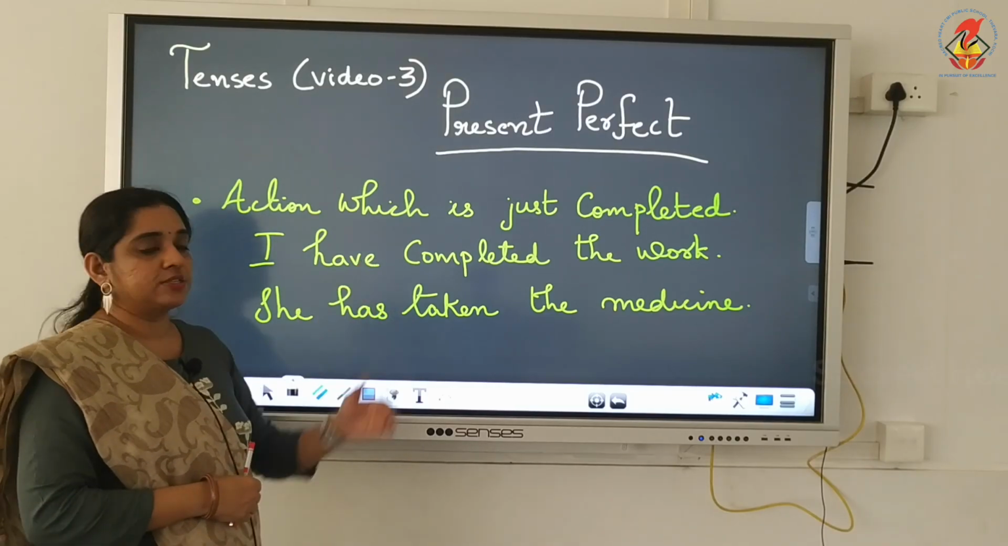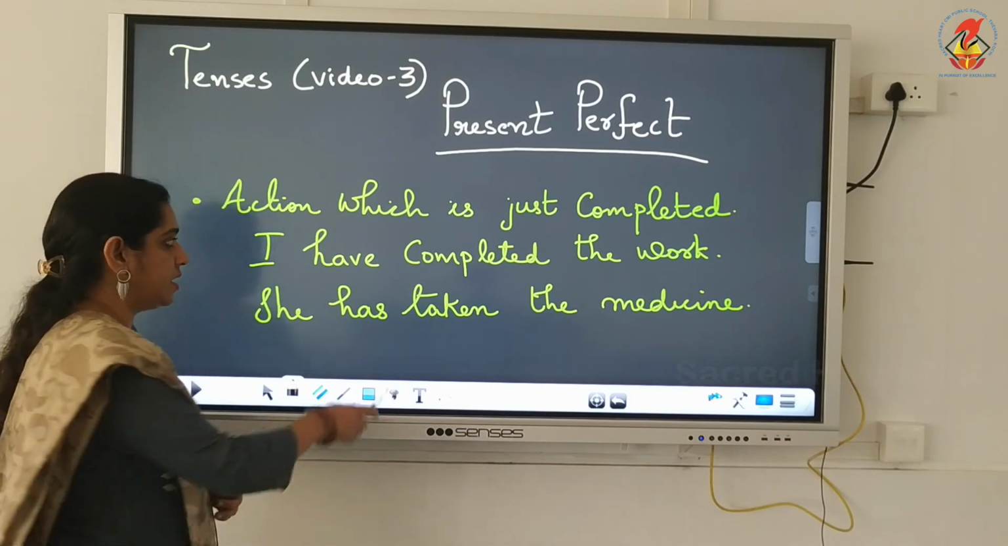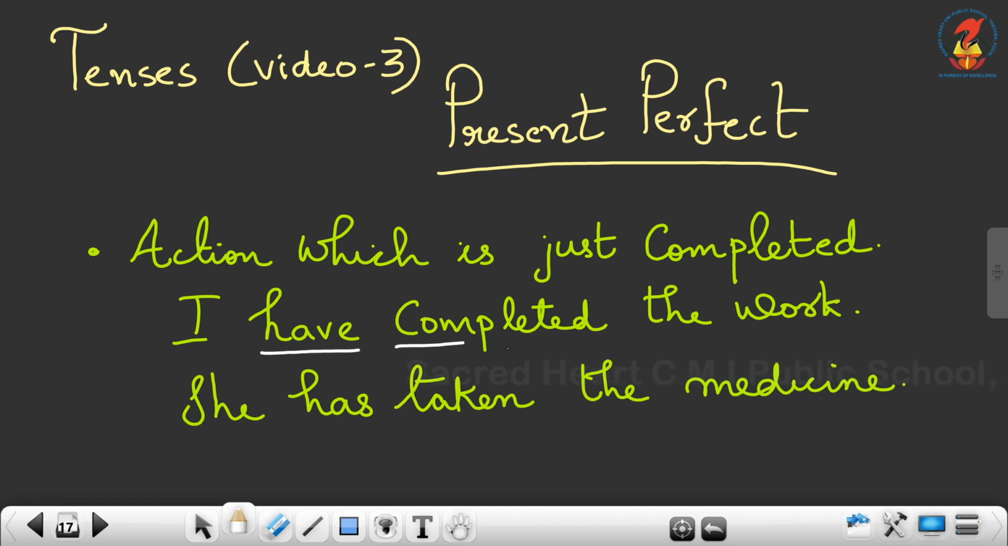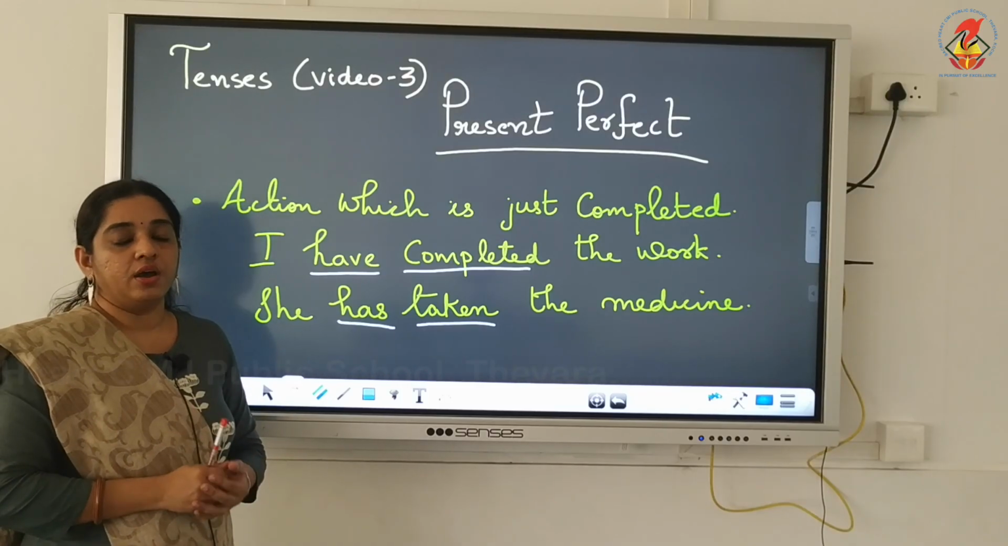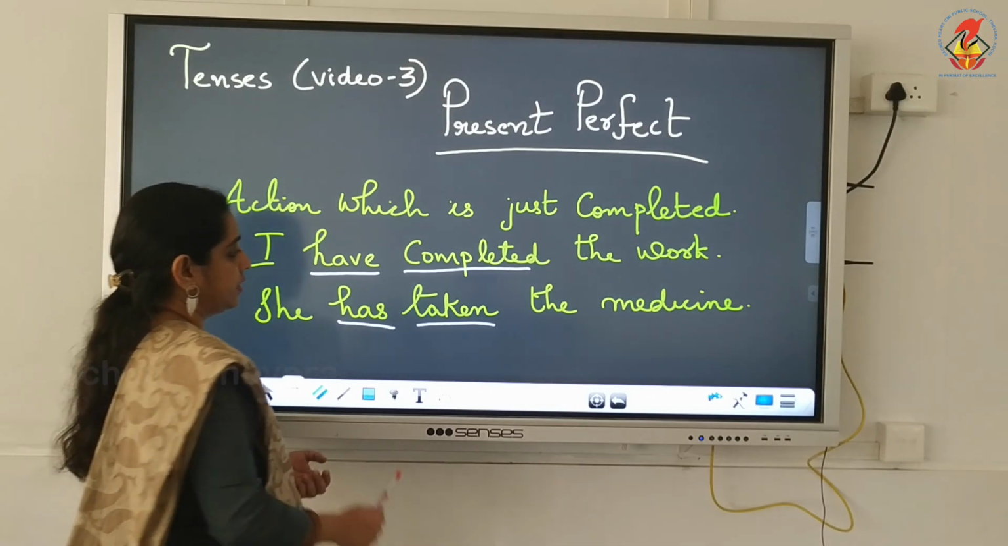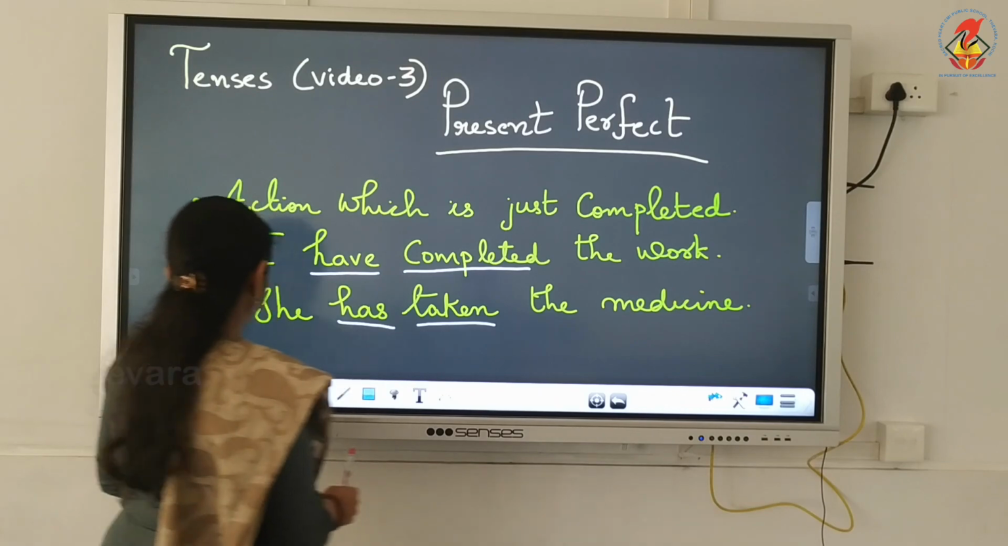Have plus past participle form of the verb. Have completed. Has taken. Has or have plus past participle form of the verb is the formula of present perfect tense. Okay. Now let's see that in detail.